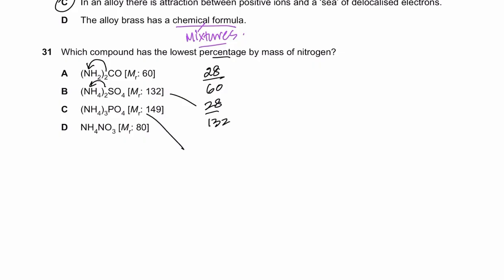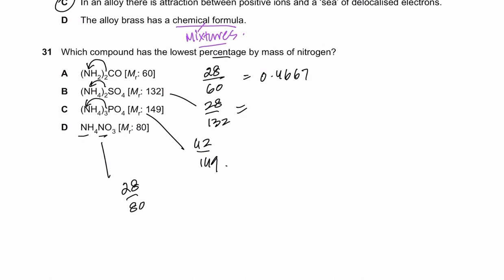132, and then here you have 3 times N, so 3 times 14, that gives me 42, right? So 42 over 149, and then here you have two N's, which is basically 28 over 80. So if you find this out, 28 over 60 gives me 0.4667, right? So that's basically like 46.7%. You can multiply it with 100 if you want.